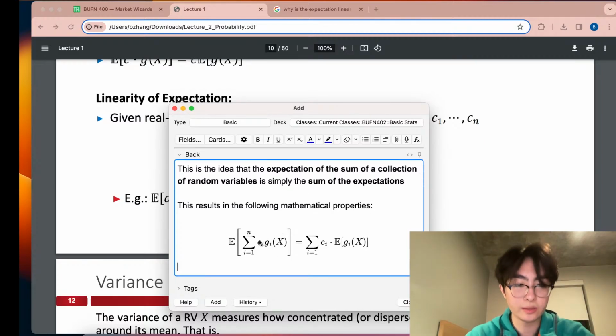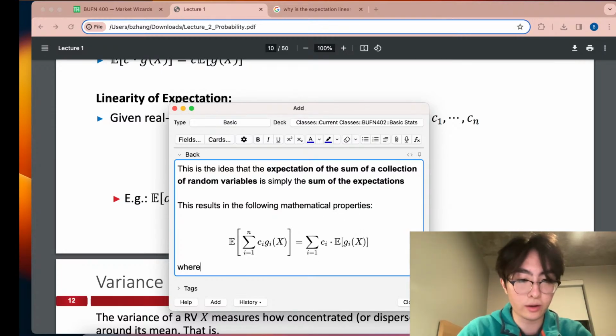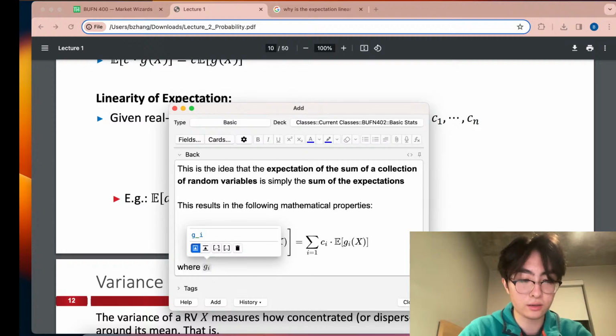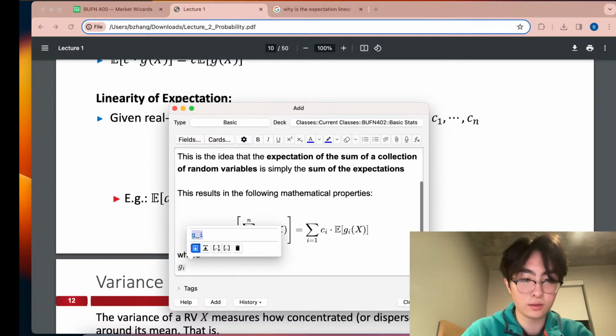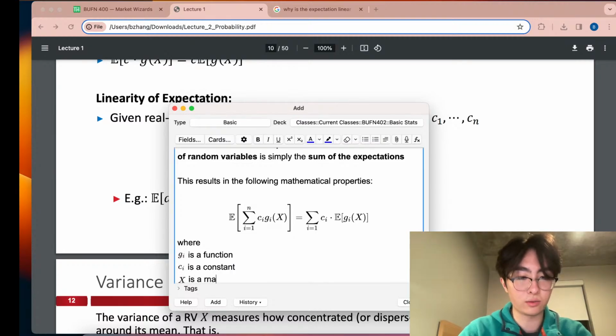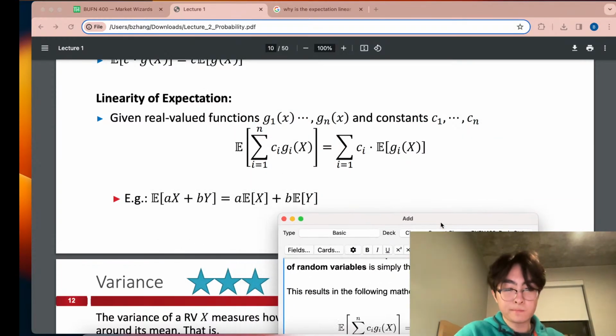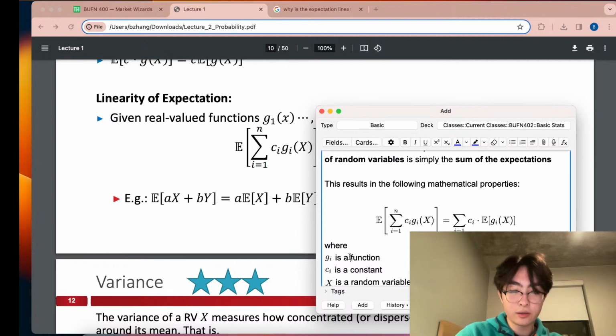So what does this mean? We have the expectation of the sum of a function of random variables is equal to the sum of the constants times the expectation of the function, where g_i is a real-valued function, c_i is a constant, and X is a random variable.